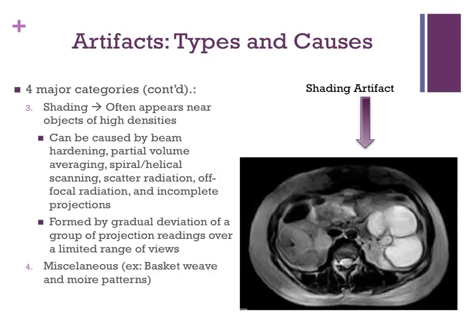2 other categories of artifacts are shading and miscellaneous artifacts. So with shading, this often appears near objects of high densities. And it can be caused by beam hardening, partial volume averaging, spiral or helical scanning, scatter radiation, off-focus radiation, and incomplete projections. It is formed by the gradual deviation of a group of projection readings over a limited range of views. So the 4th one is miscellaneous artifacts, and this includes the basket weave and moire patterns.